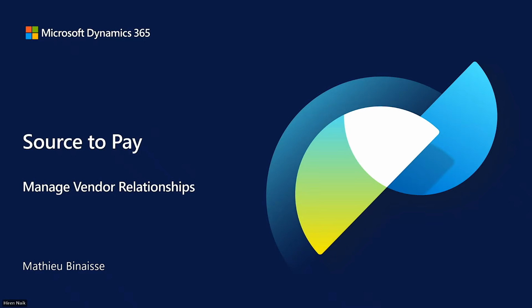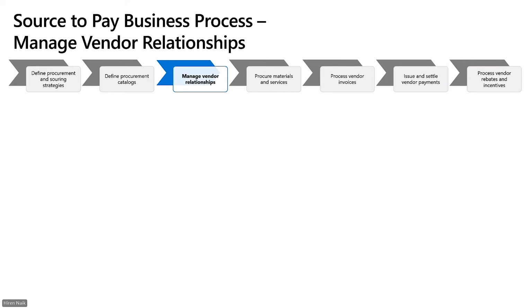Thanks, Adi. So now let's talk about managing vendor relationship. Vendor relationship management is the practice of building and maintaining strong and mutually beneficial partnerships with the suppliers of goods and services that support your business. This process can help you reduce costs, improve quality, mitigate risk, and achieve your strategic goals.